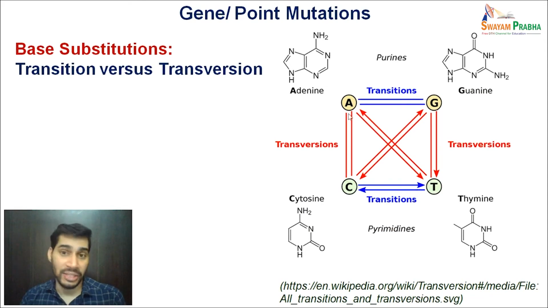Whereas any other change, that is from A to T, or from G to C, or A to C, or G to T and vice versa, where there is a substitution between purine and pyrimidine or vice versa, is called transversion. So with this simple representation, you can try to understand the difference between transition and transversion. Any purine to purine or pyrimidine to pyrimidine change is transition. Any change from purine to pyrimidine or pyrimidine to purine is called transversion.